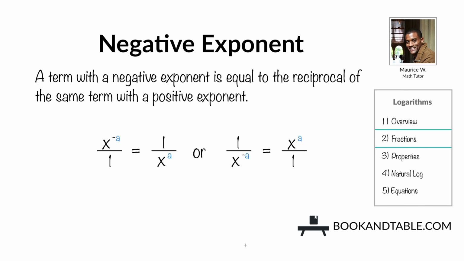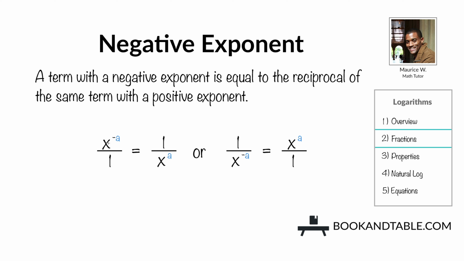Let's now move on to review how we solve logarithms that include fractions. To do so, let's begin by reviewing negative exponents. A term with a negative exponent is equal to the reciprocal of the same term with a positive exponent. So x to a power of negative a is equivalent to x to the negative a over 1.